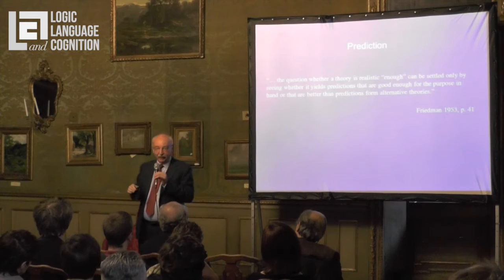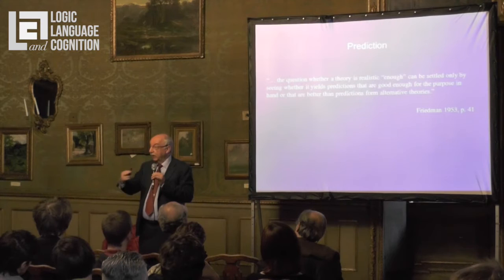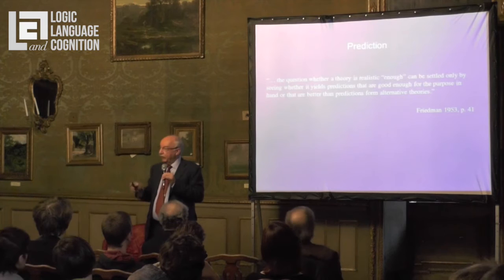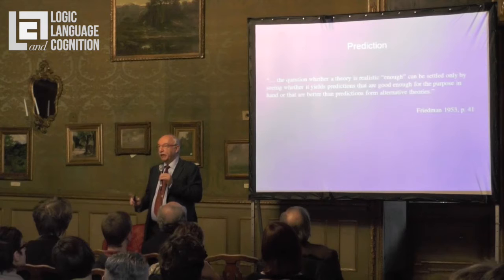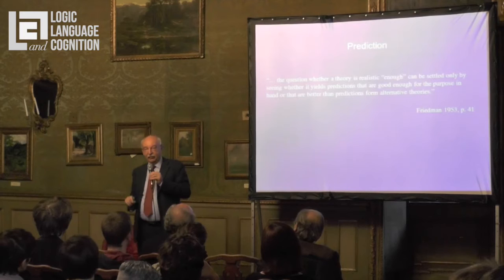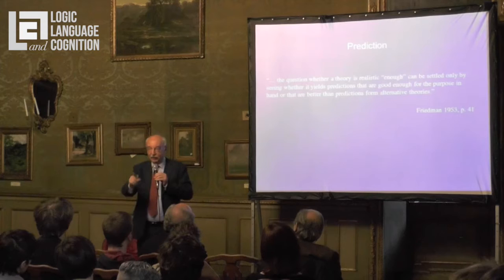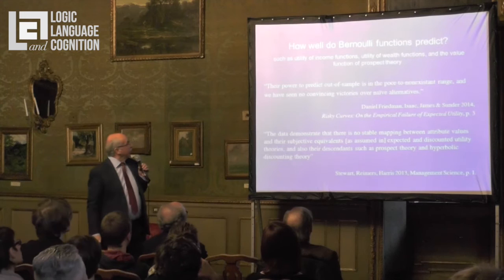But the question is, does it actually predict, as Friedman made it the criterion? I just give you two very recent quotes, where people have tried to systematically analyze whether your risk function or your utility function will actually predict your next choice or his next choice. And here's the answer.